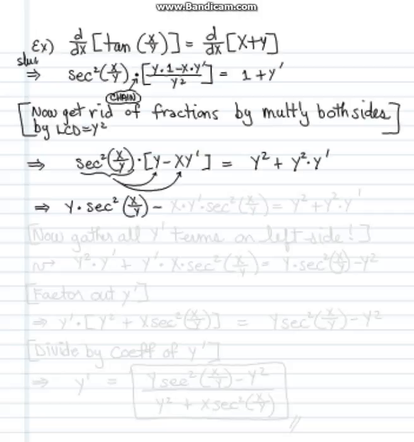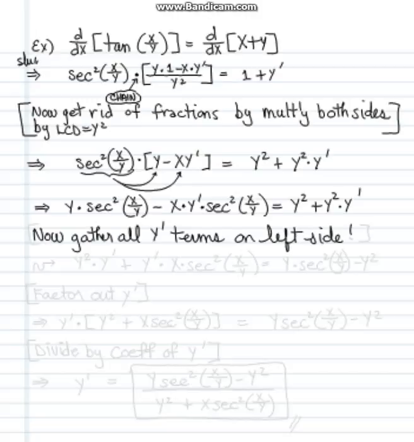Now we're distributing multiplication across the bracket and just bring down the right side. Okay, we want to gather all terms that contain y prime. Gather them together on the left side. We're trying to solve for y prime. Okay, so that gives us y squared times y prime plus y prime times x times secant squared of x over y equals the other side.